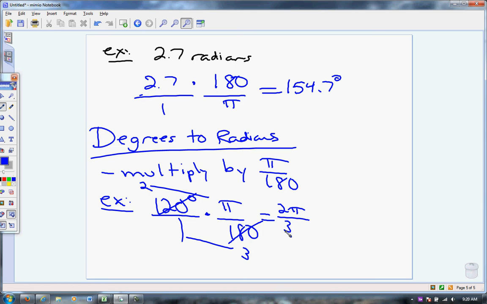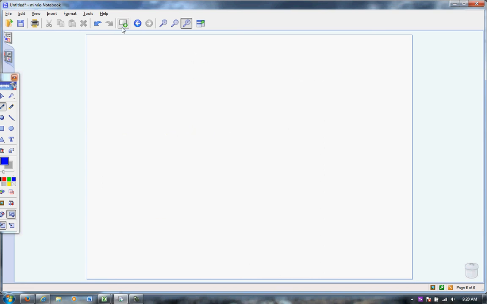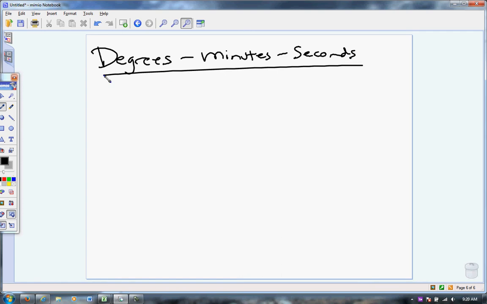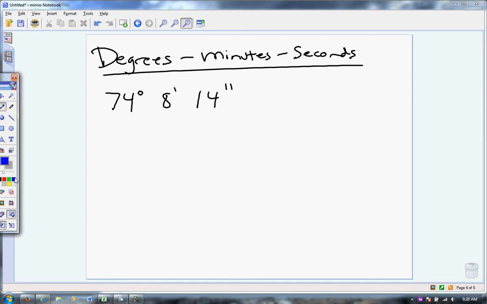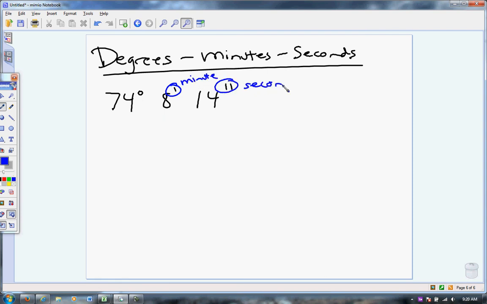Now, yesterday, and we may or may not be able to finish this all the way, we started talking about degrees, minutes, and seconds. There's actually a feature on your graphing calculator that will do this for us. Let's say that I have 74 degrees, 8 minutes, 14 seconds. That actually is the measure of an angle. Remember that this symbol is a minute, and this is the symbol for a second.